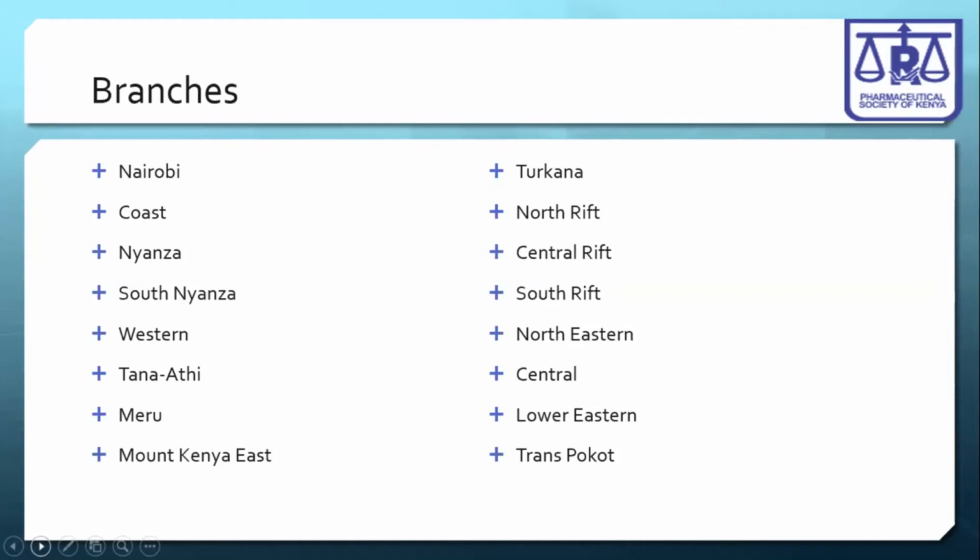All right, the branches we have, and maybe again, the branch chairs can introduce themselves if they're here on the chat. Otherwise, President, you can say if they have a chair. Nairobi, you can take this. Yeah, so Nairobi has Dr. Chege Waweru. That's Dr. Mutaza.